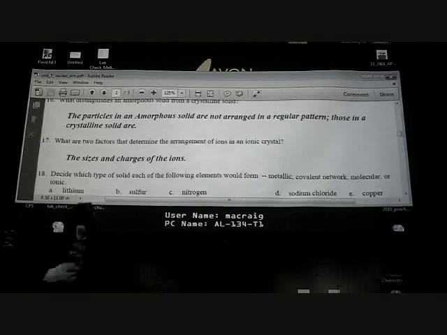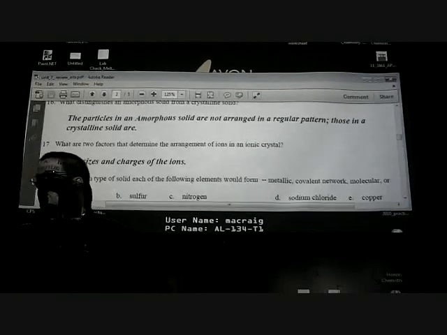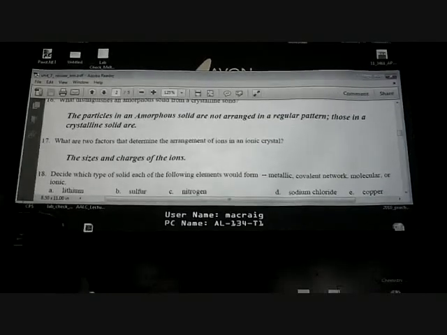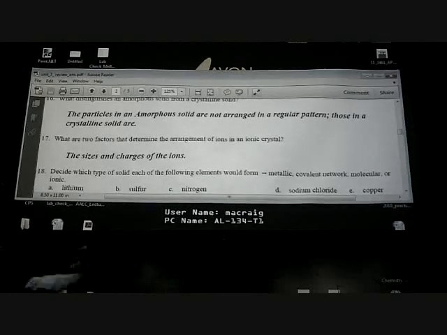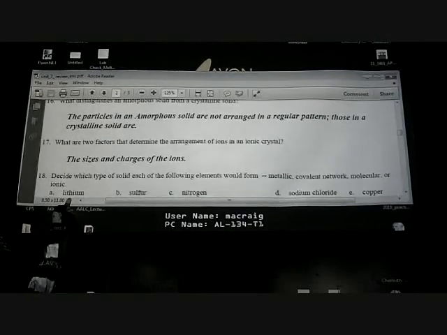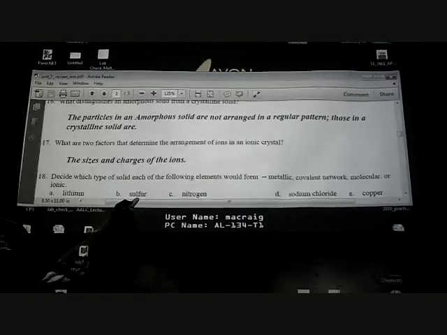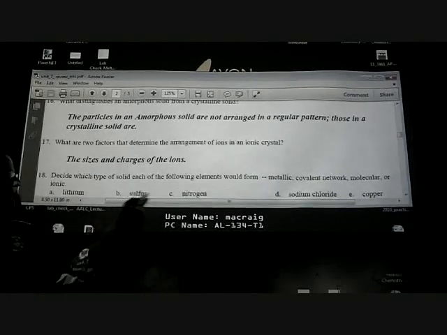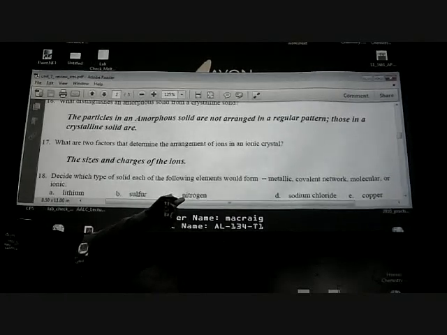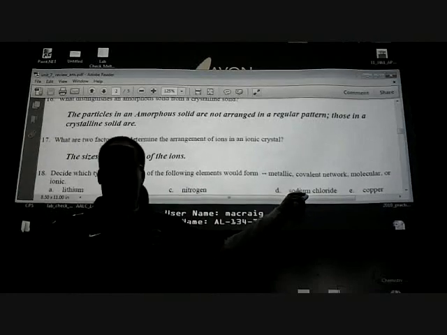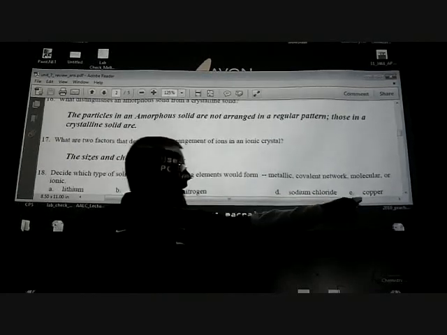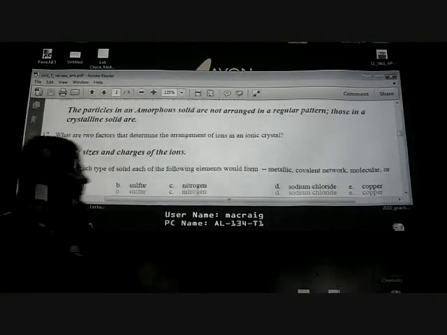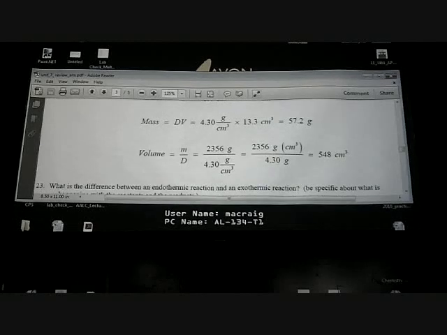So wait, do you look on the periodic table to figure these out? I would. Unless you have it memorized. Neither do I. Lithium: metal. Sulfur: covalent network. Nitrogen: covalent network. Sodium chloride: ionic. Copper: metallic. Good.